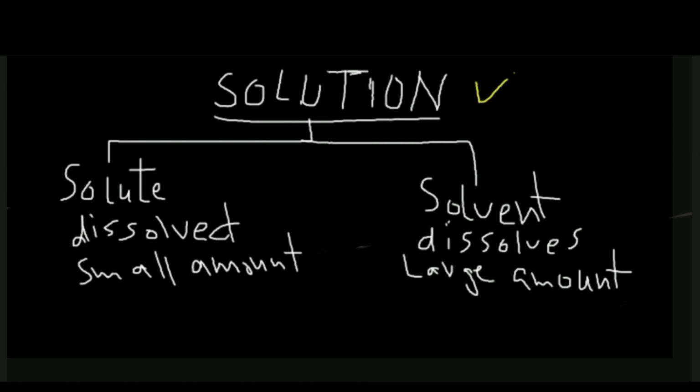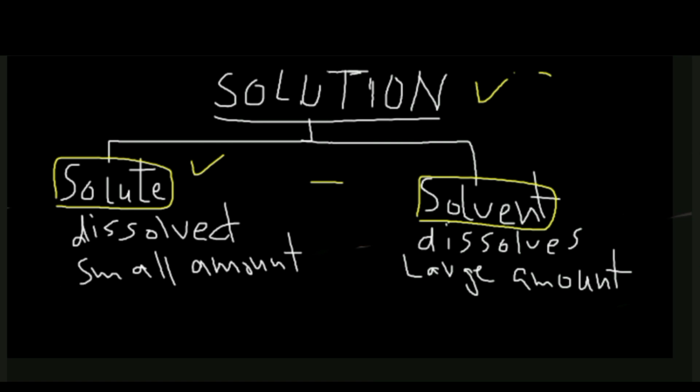What is a solution, and how is a solution prepared? We can say that a solution is composed of two components. The first one is the solute, and the second one is the solvent. With the combination of solute and solvent, we can get a solution.